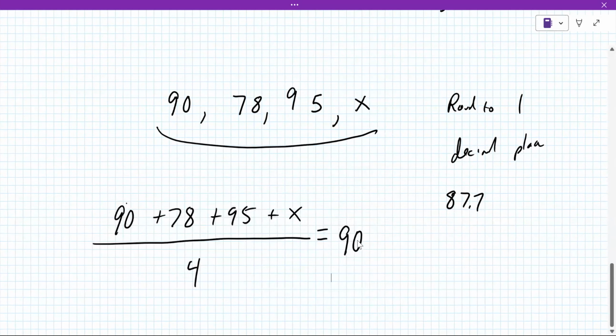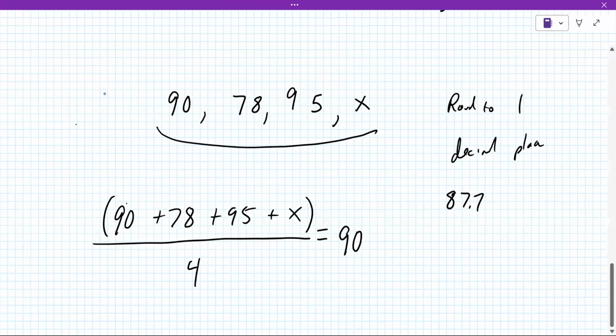We really want it to be 90. So we can solve this. This is an equation that you know how to solve. The numerator is in parentheses. How would you eliminate the 4 on the bottom? What could you do to undo division by 4?